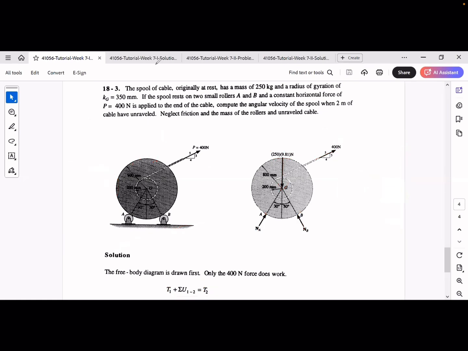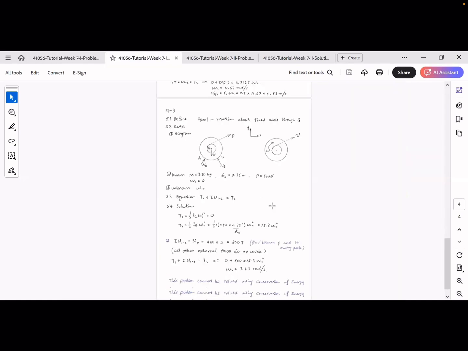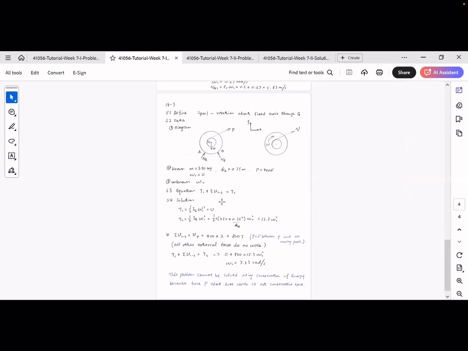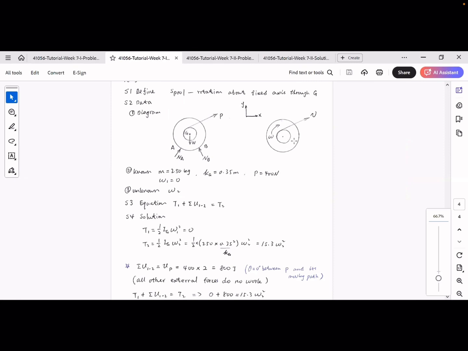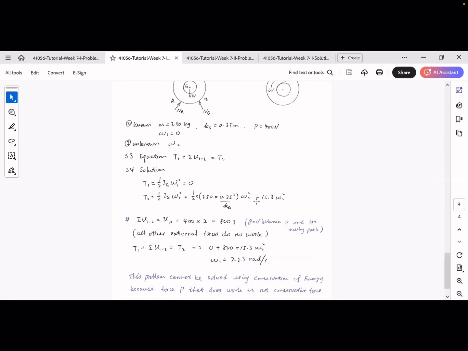Let's have a look at this bit here, which is the solution. So you can see my free body diagram and my kinetic diagram. T1 is 0, T2 is this value. I found the sum of work, plug everything in, and I find omega 2. This problem cannot be solved using conservation of energy, because P does some work and it's not a conservative force.